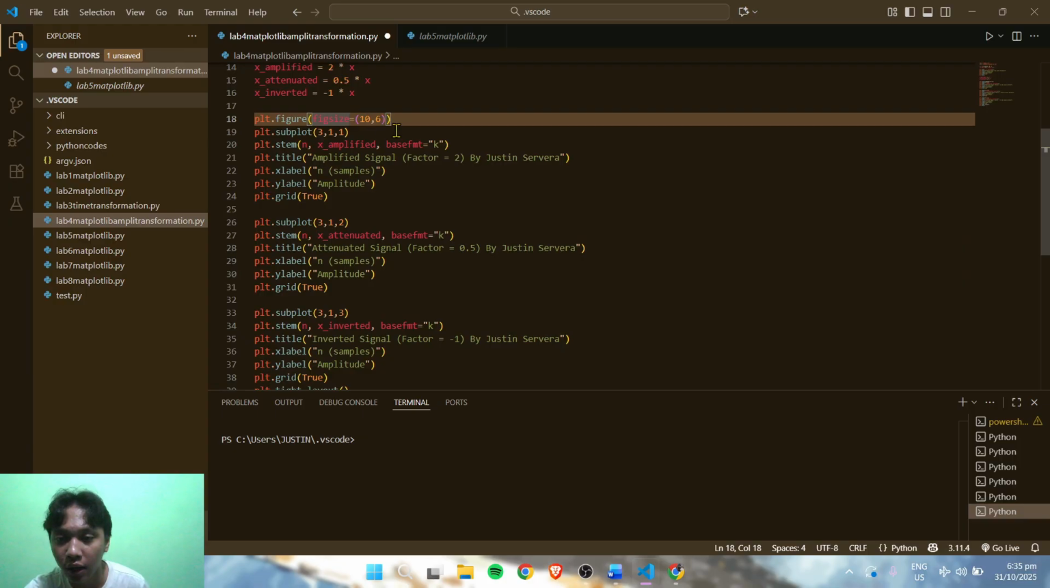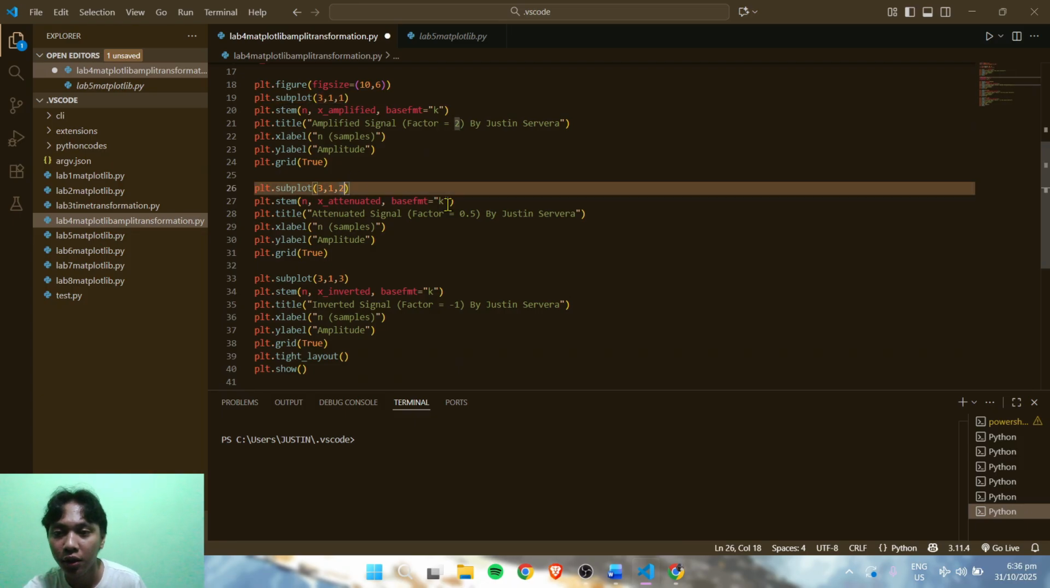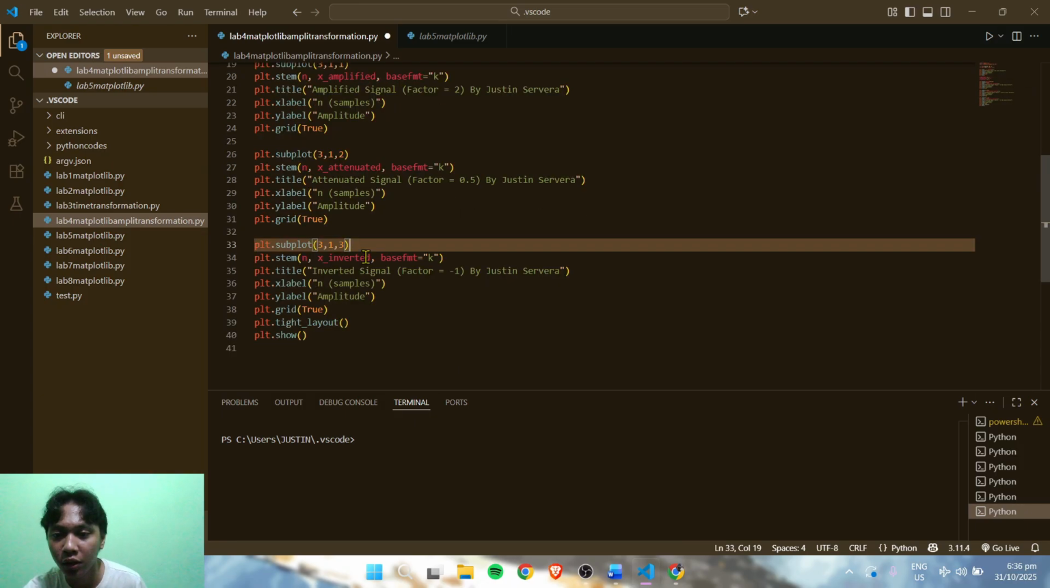I use 10 and 6 for the figure size. For the subplot, 3, 1, and 1. So the amplified signal is shown in the first plot. Same here for the second plot, and the third plot for the inverted.